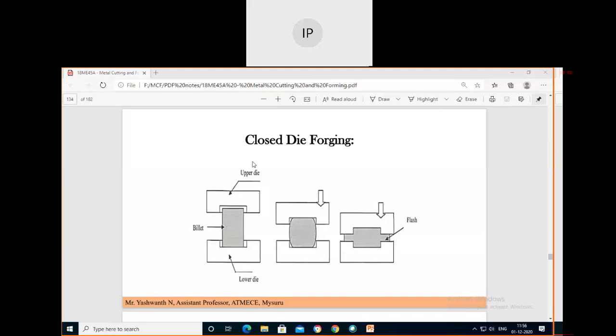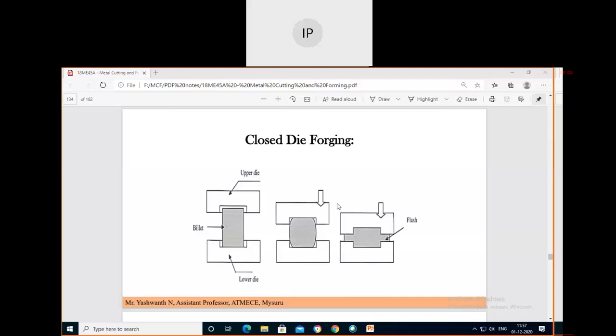Some advantages of this process: it is suitable for small and medium sized components and in large quantities. Due to this, close dimensional tolerances can be achieved easily. Also, we can get a good surface finish with the help of the closed die forging process. Some disadvantages: this is not suitable for large size components, and also the initial die cost is high. These are some disadvantages of the closed die forging process.